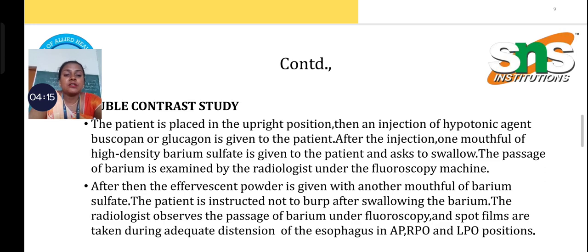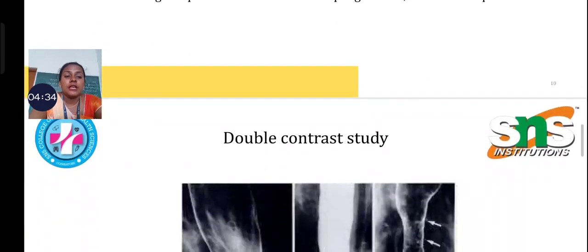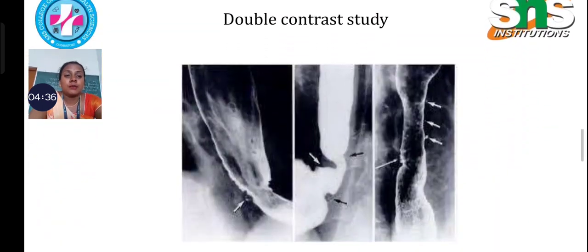The patient is instructed not to burp after swallowing the barium. The radiologist observes the passage of barium under fluoroscopy, and spot films are taken during adequate distension of the esophagus in anterior posterior projection, right posterior oblique projection and left posterior oblique projections. This is how a double contrast study image looks like.